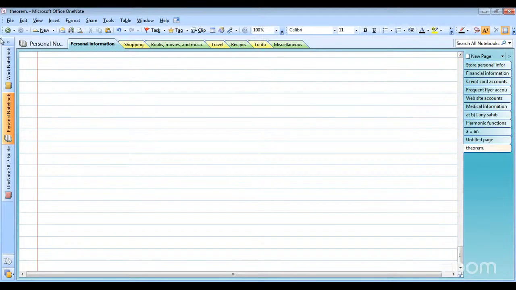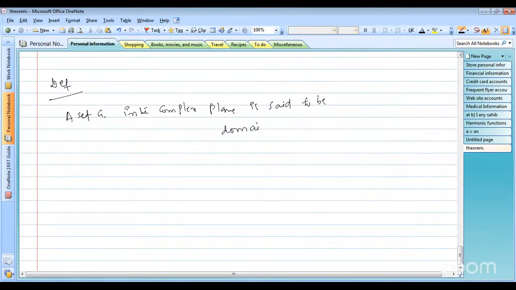Next, another definition we have to learn. A set G in the complex plane is said to be a domain if it is open and connected. That is the definition. I will explain here: a set G in the complex plane is said to be a domain if it is open and connected.